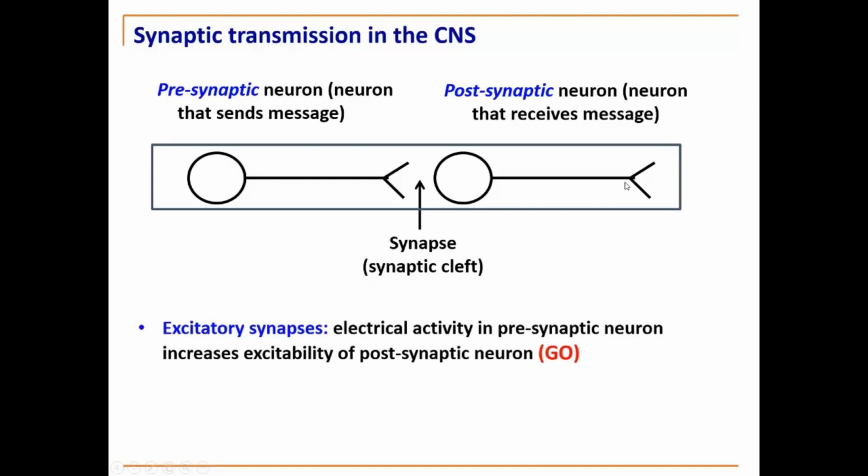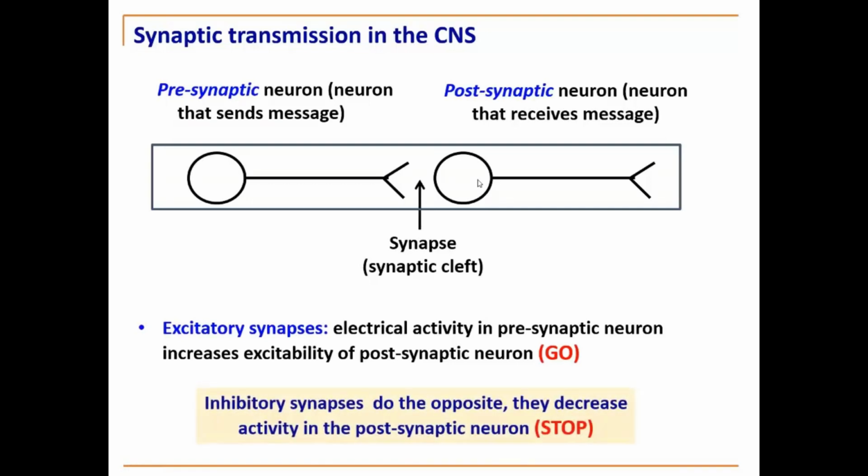But what we have is excitatory synapses. In other words, we have signals coming in and a neurotransmitter that's released that triggers and excites this next postsynaptic neuron. So the electrical activity in the presynaptic neuron increases excitability of the postsynaptic neuron. So it's basically a go. And we have inhibitory synapses that do the opposite. They decrease the activity in the postsynaptic neuron.